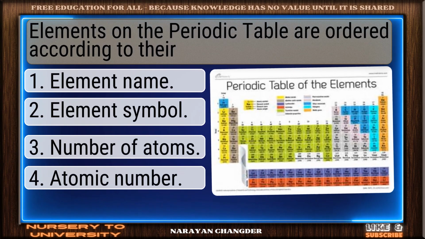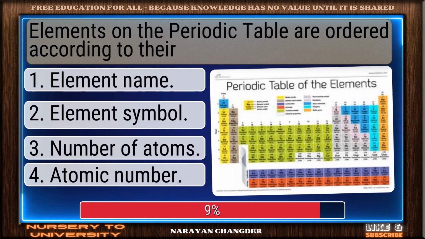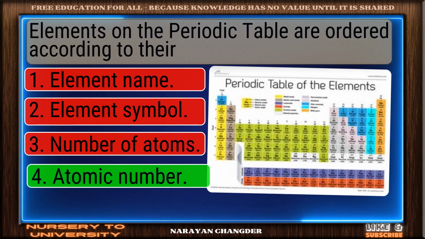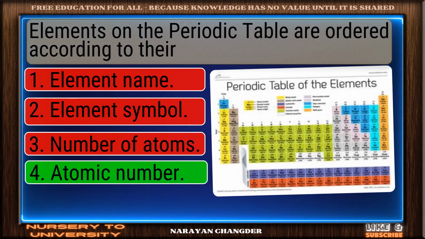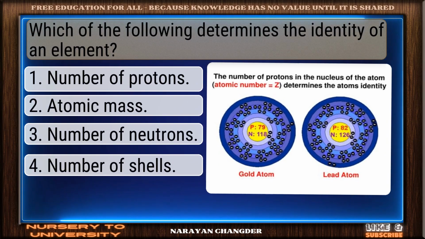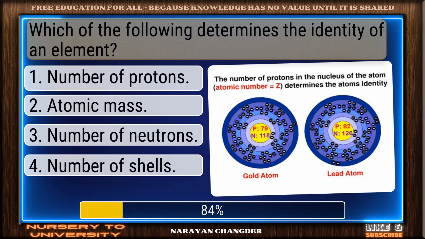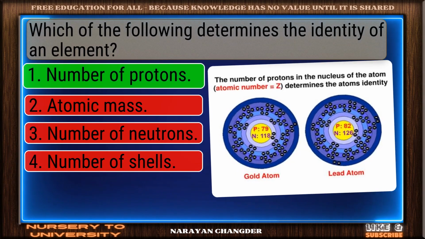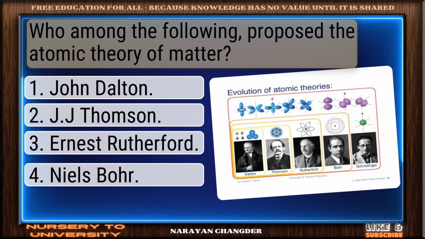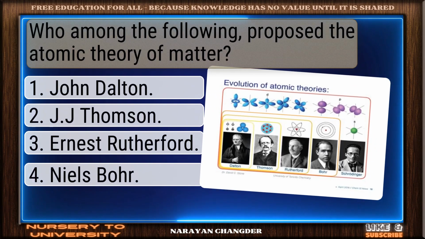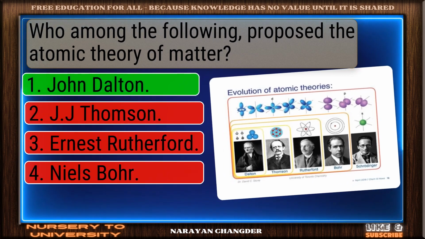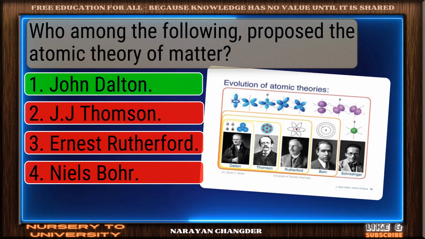Elements on the periodic table are ordered according to their. Great thinking. Atomic number is the right choice. Which of the following determines the identity of an element? Correct response. Number of protons is the most accurate answer. Who among the following proposed the atomic theory of matter? Solid response. John Dalton is a valid choice.